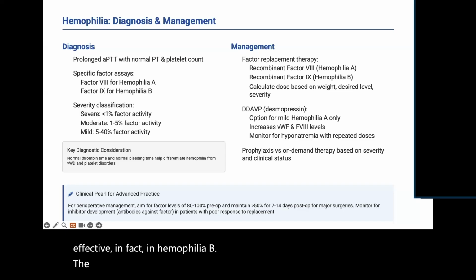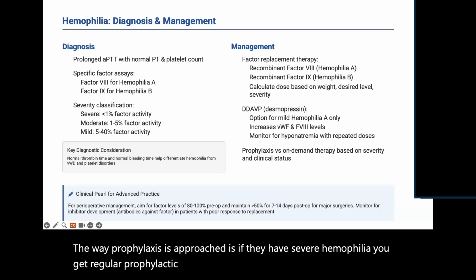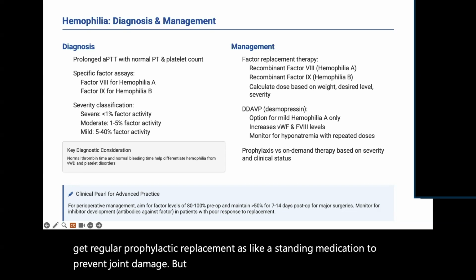The way prophylaxis is approached is if they have severe hemophilia, you get regular prophylactic replacement as like a standing medication to prevent joint damage. But if it's mild, then they only get it on demand to replace for bleeding episodes.